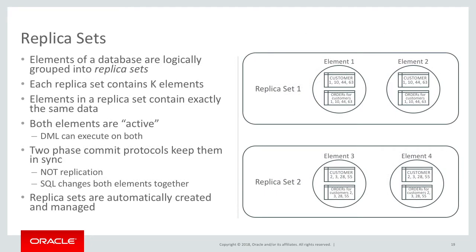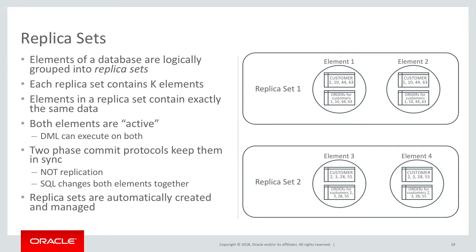Now, I've said a couple of times now that for a hash distributed table, we'll make sure that a particular row is stored in either 1 or 2 elements. What really happens is that a particular hash value will be stored in exactly one replica set. Now, a replica set is a set of elements of a database that contain the exact same data. So if you have a K equals 1 database, then a replica set contains 1 element. If you have a K equals 2 database, then a replica set contains 2 elements. And those elements in the replica set contain exactly the same data at all times.